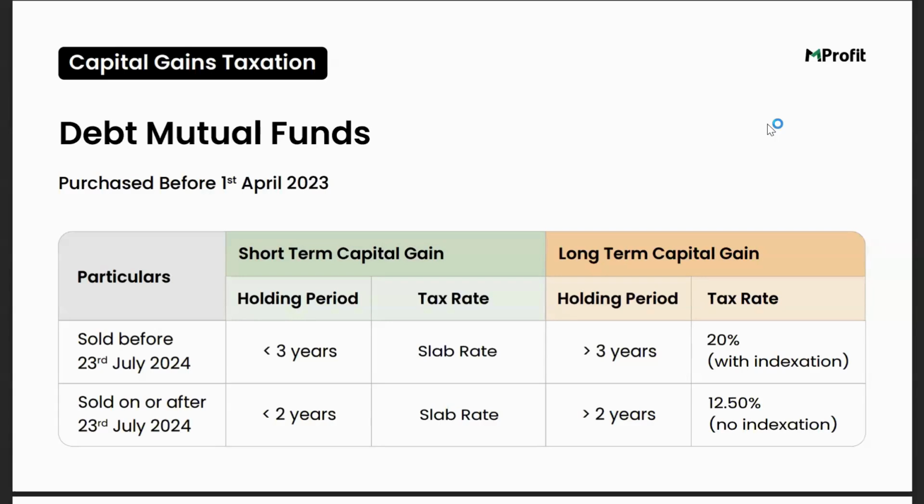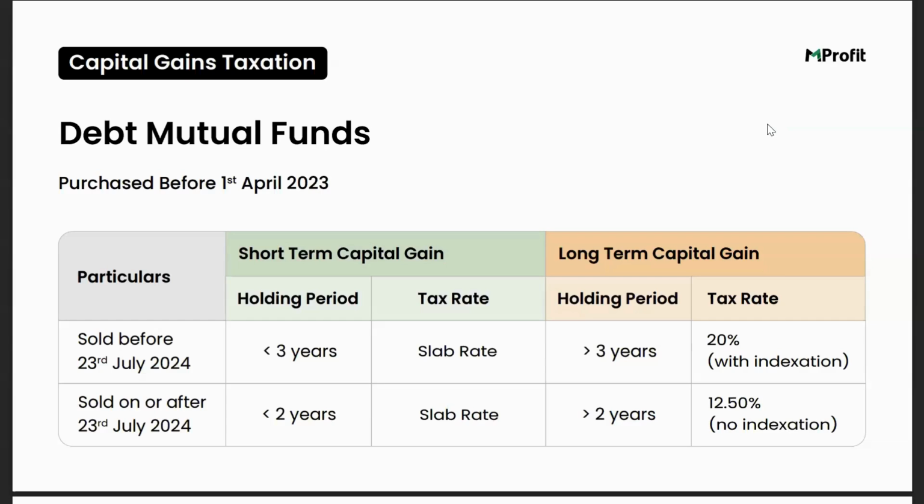In this case, the rules are different for selling before 23rd July 2024 and for selling on or after 23rd of July 2024. For example, let's take the scenario when the mutual fund is purchased before 1st of April 2023 and sold before 23rd of July 2024. The holding period for classifying it as a long term is 3 years. So if you have held on to the investment for 3 years and then sold it, it will be classified as long term. If it is sold within 3 years of your purchase date, it will be classified as a short-term gain or loss.